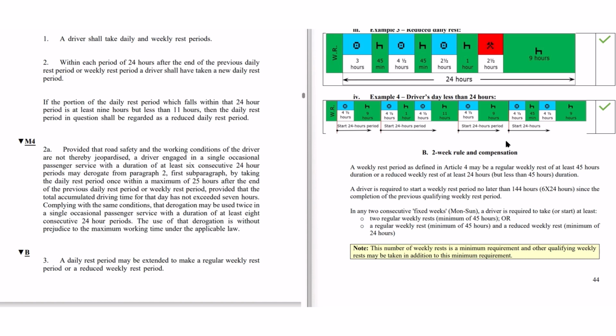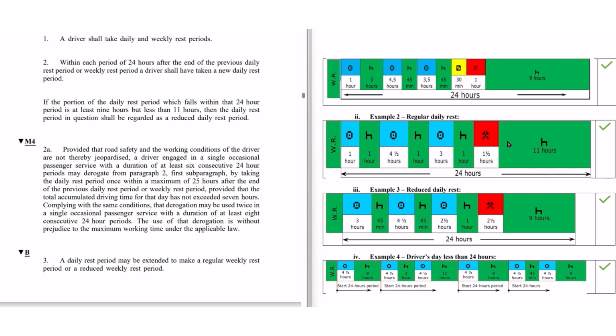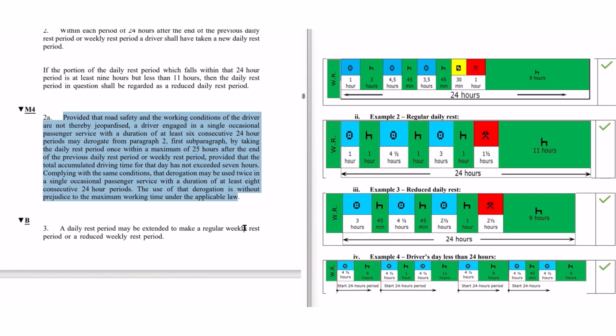The next part involves another M for amendment, which is a bit more complex and again concerns occasional passenger transport. Naturally, the regulation notes that such exceptions may only be applied if they do not compromise road safety or the driver's working conditions. Now to the point, we are talking about occasional passenger transport over a period of at least 6 consecutive 24-hour periods. This exception can only be applied if the transport activity spans at least 6 consecutive 24-hour periods. Within that period, deviation from the second paragraph's first subparagraph is allowed.